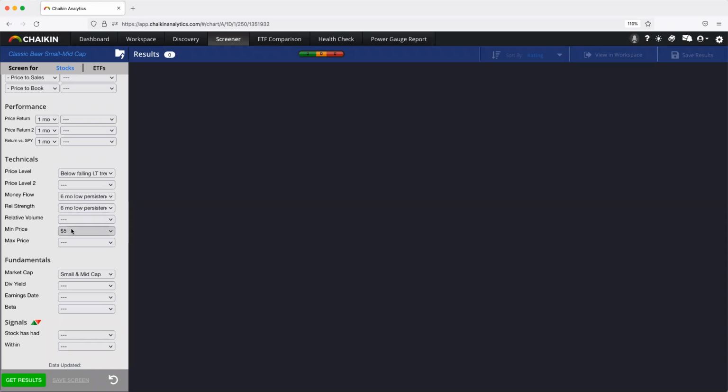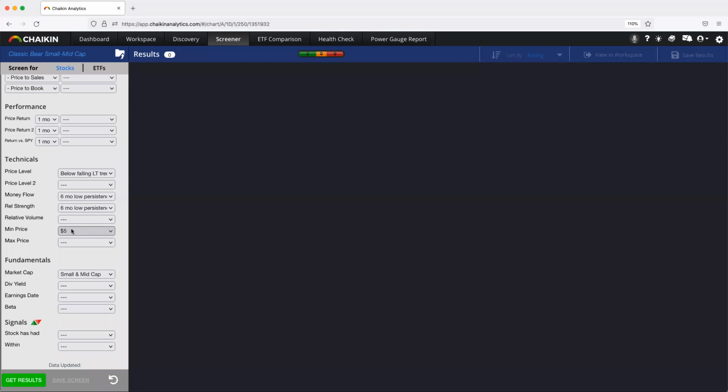Now we've put a minimum price of $5 in here as a default. Anything below $5 might be a little small to be shorting, or certainly to look for an available option for that stock, as stocks with prices that low, the strike prices are probably pretty wide.